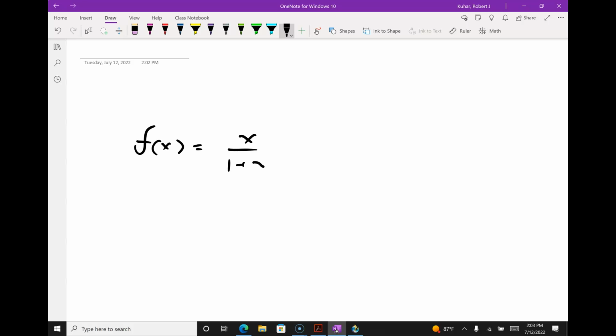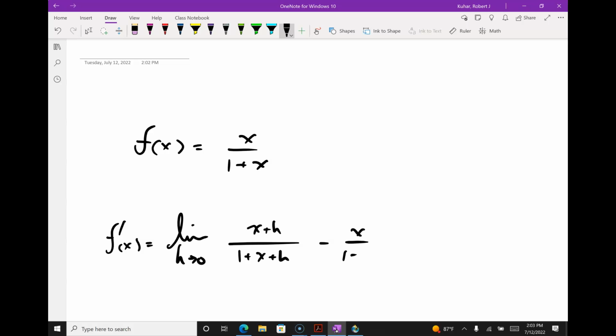Look familiar at all? It's from problem 3, 2.1 problem 3, right? So f prime of x is 1 plus x plus h. Oh, sorry, I need the limit. Limit as h goes to 0. 1 plus x plus h. Ugh, dummy. Sorry, it's just x upstairs, right? So x plus h over 1 plus x plus h minus x over 1 plus x, all divided by h.